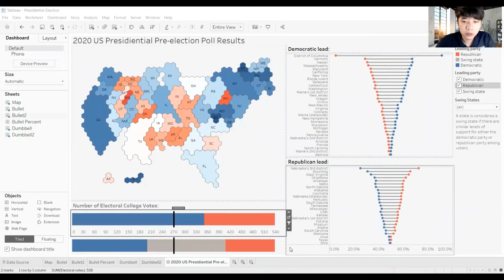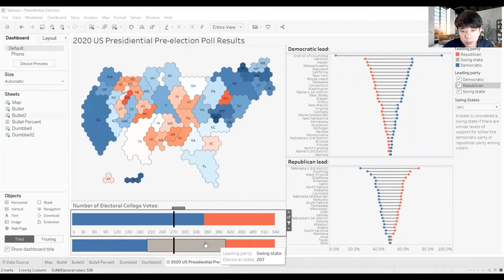And then we included two stacked bars to show the aggregate information. For the first bar, we split it into Democrats and Republicans. If a state has more than 50% vote for Democrats, it's included in the blue bar, and more than 50% votes for Republicans, it's included in the red bar. And for the second bar, we include a bit more information, to see which states have a similar level of vote for both parties, which we call swing states.